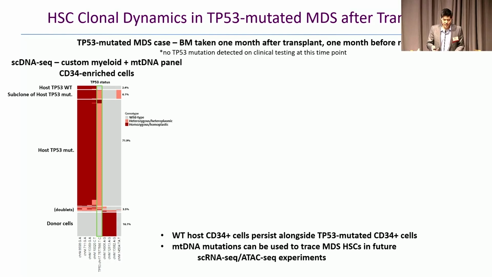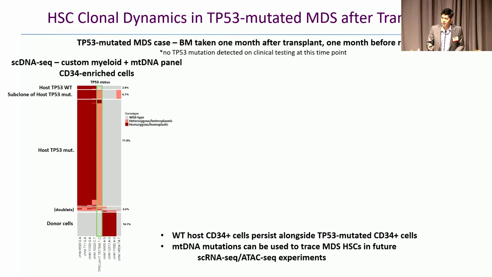And so you can see the donor cells, fortunately, are P53 wild type, as you'd expect. The host cells are mostly P53 mutant, but there's this sliver of gray on the top, so there are some persistent P53 wild type host cells consistent with our stochastic persistence model. So now that we have these mitochondrial mutations that can identify these populations, we're following up these studies with single-cell RNA-seq that will be mutation and host and donor aware.